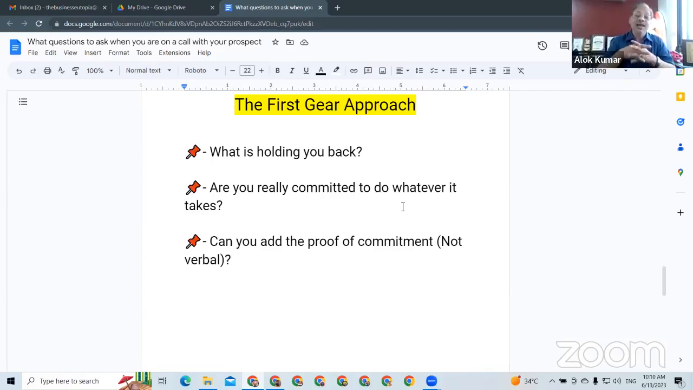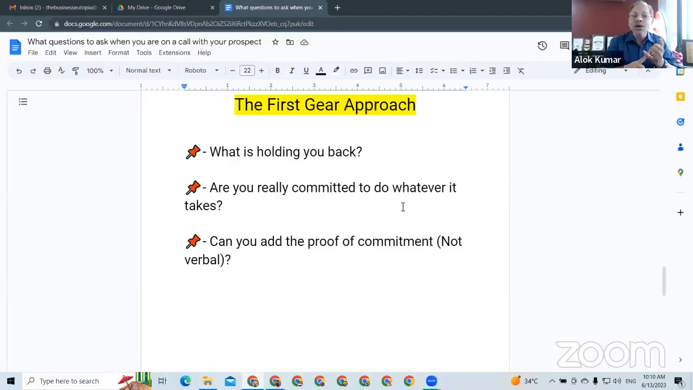And when they say, okay, they are committed, what kind of proof can they add to show that they are committed? Maybe, are they ready to invest time? Are they ready to invest money? It should not be verbal. There should not be any verbal commitment like, okay, now I'm fully committed, I'll be giving my best. That's okay from the perspective of listening.